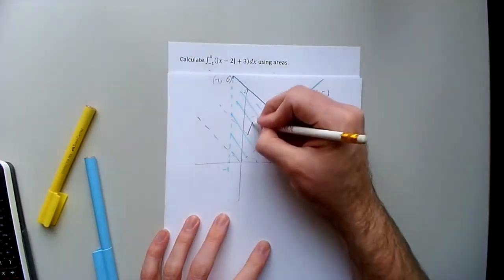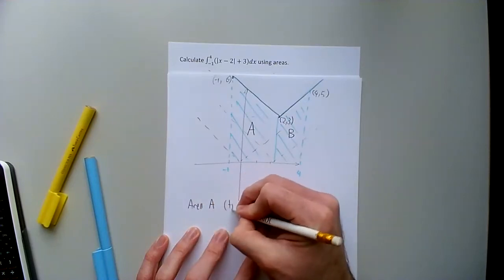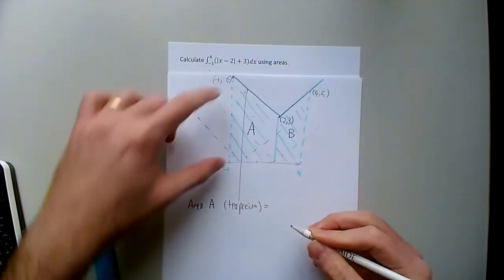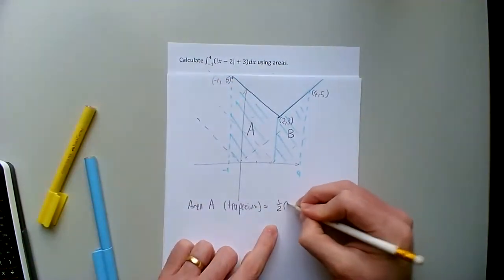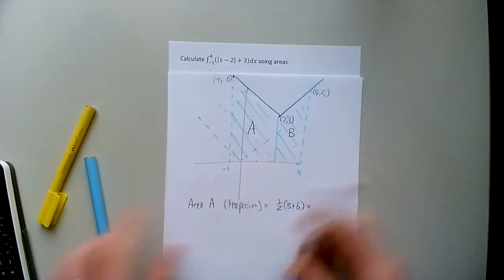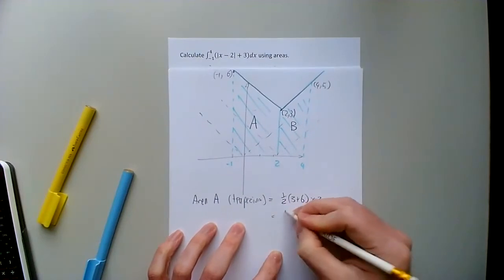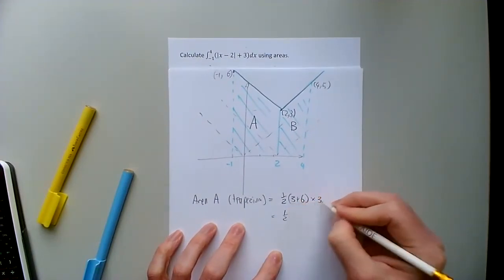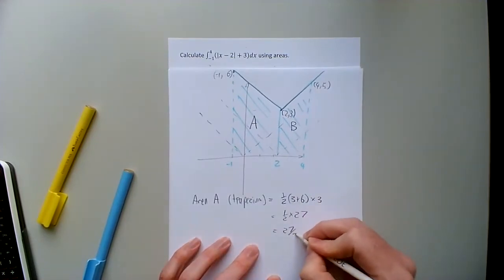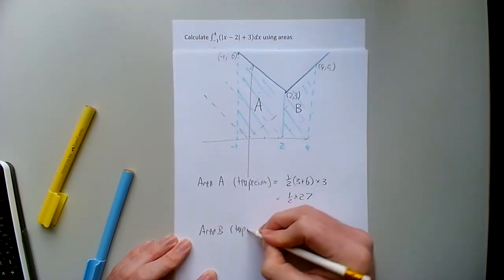Okay, so why don't I label those? This can be trapezium A and this can be trapezium B. Area A, a trapezium. Now, for a trapezium I have to average the 2 parallel lengths. Half times 3 plus 6, those heights there, and times by the distance between them. That was a 2, wasn't it? So that distance is 3. So I've got a half times 9 times 3, which is 27 over 2.